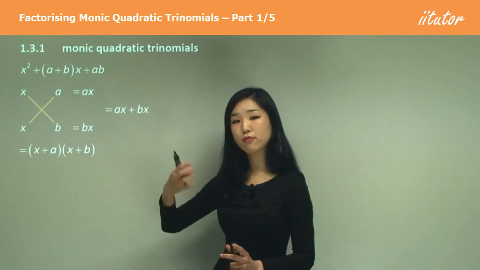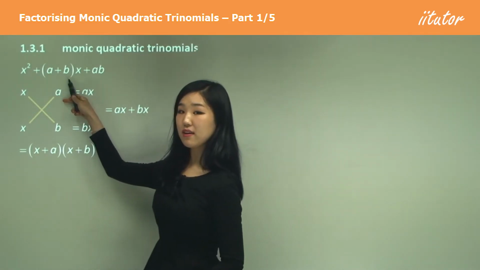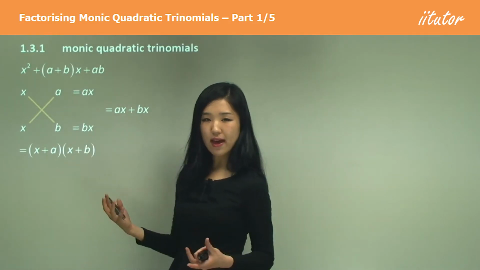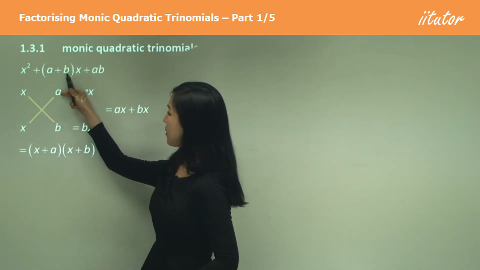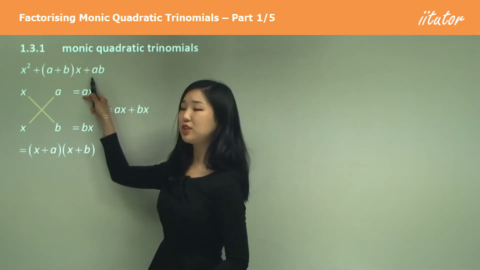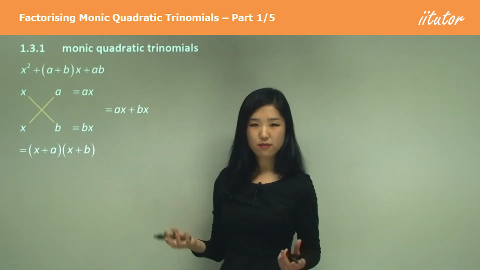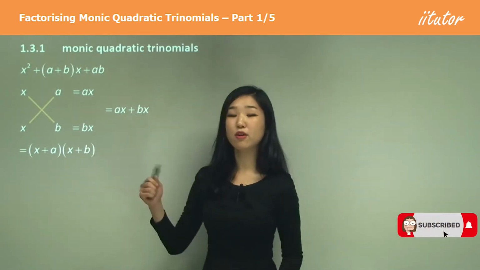Coefficient is the number in front of any pronumeral. Now the coefficient of x is a plus b. Okay, we don't know what a and b are. We're going to find that. Now it's a plus b in the coefficient of x, and for the constant term, we simply do a times b. Okay. Now I know that sounds a bit confusing, so what I'll show you is the cross method.